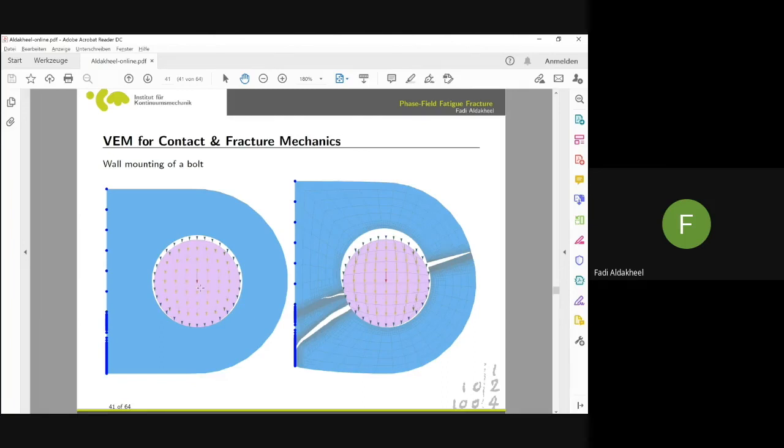Here it's only brittle fracture, right? It's only for testing we did that, but I just want to show you this. So how does the fracture look like here? You have this wall mounted with a bolt, let's say, and you apply the load downwards, right? So you have seen how amazing the coupling between the contact and the fracture mechanics is. So it has huge applications, right? And one can also apply it to many fields, right?